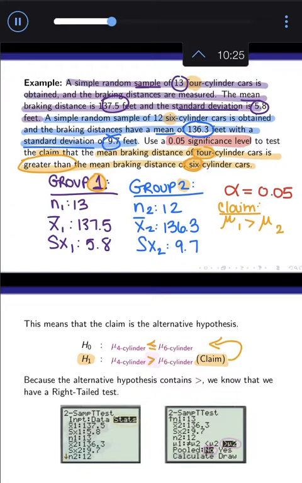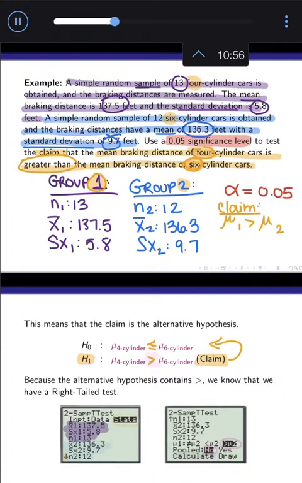Now, you can run your 2-SampTTest. So let's see what we're going to plug into our 2-SampTTest. Remember, we're going to take all the information from group 1, which was that our sample size was 13, the mean was 137.5, and our standard deviation was 5.8. So that's all this first set of information here.